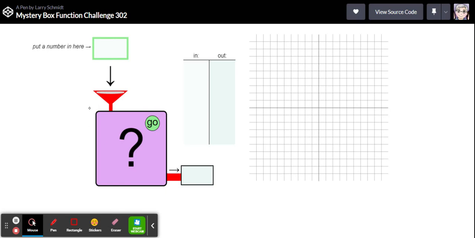In the purple mystery box there is some math and your challenge is to figure out what it is. Use the link in the description to try this out on your own, and when you've got an idea, come on back and see if we get the same thing.